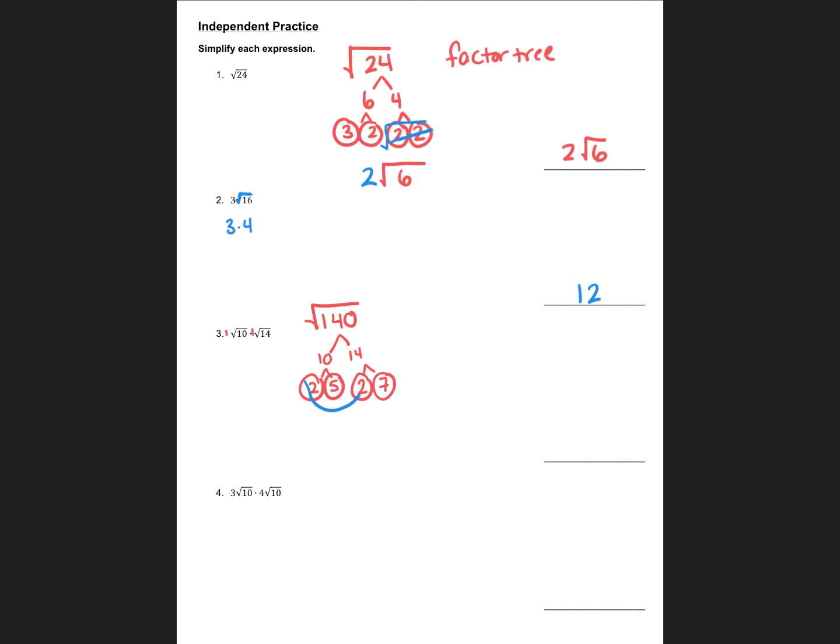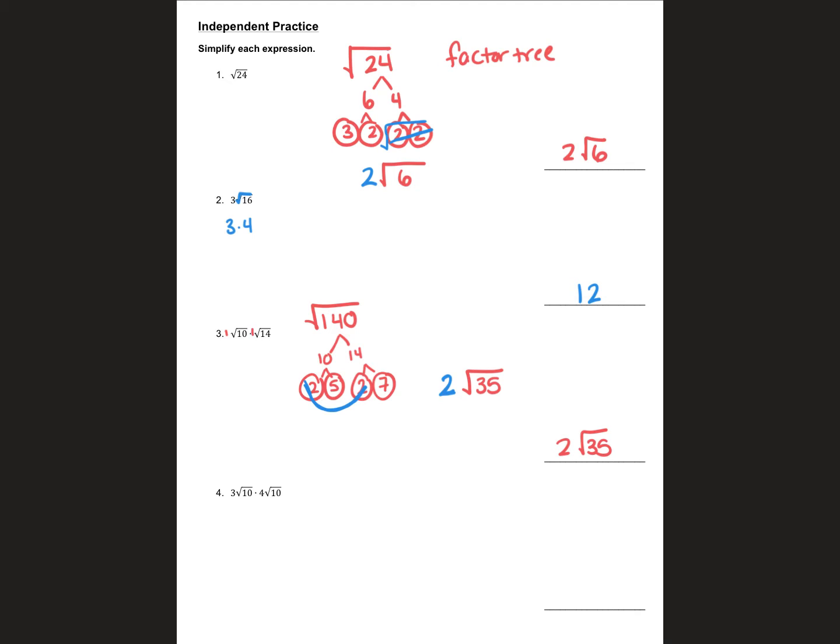I have a pair of 2's. The pairs go outside just as a 2, because remember, it's the square root of 2 times 2, which is 4. The square root of 4 is 2. And then the leftovers go inside, which was the 5 times 7, which is 35. So 2 radical 35.